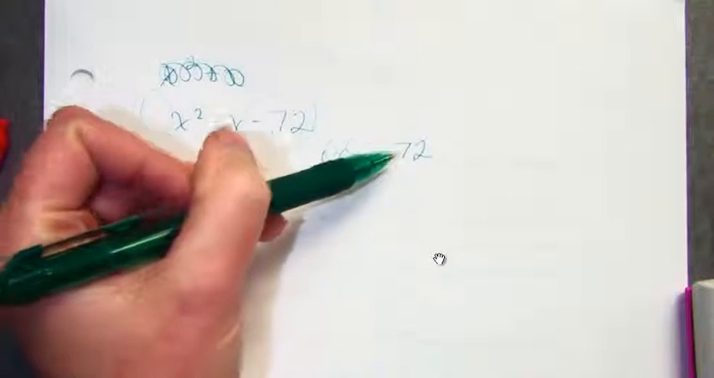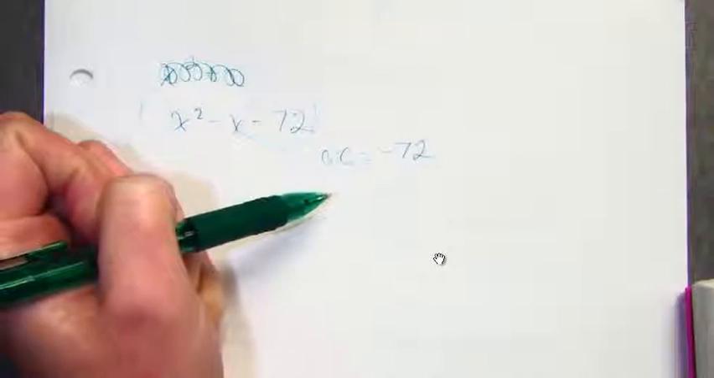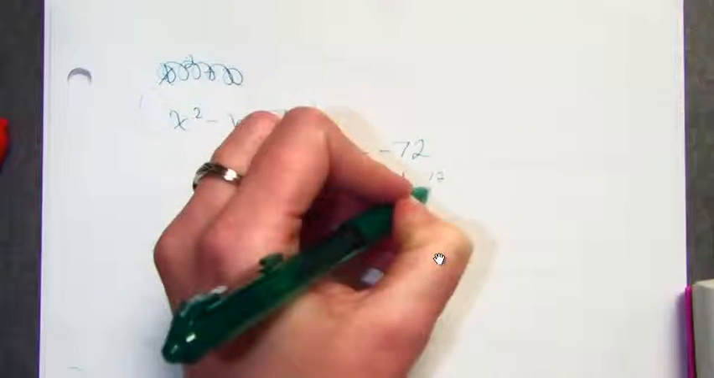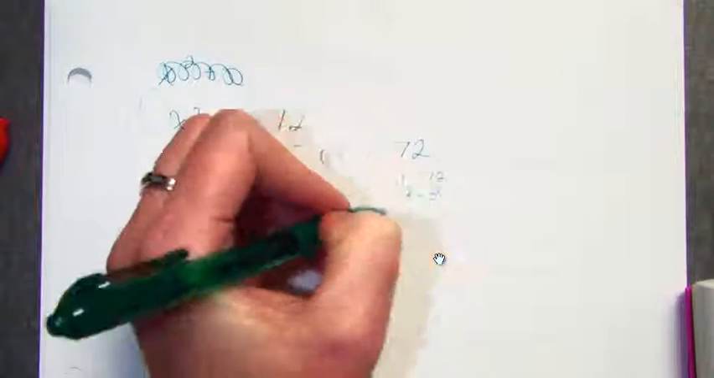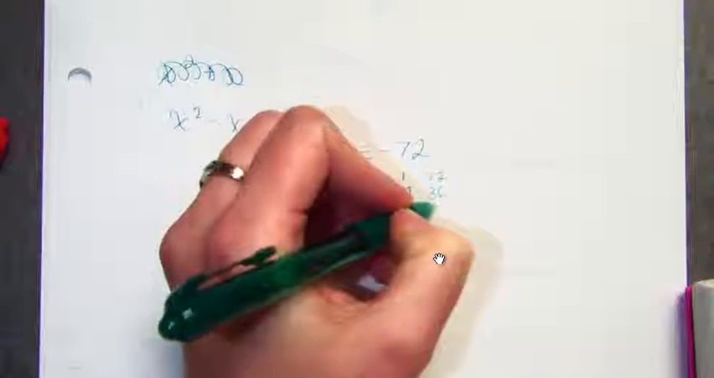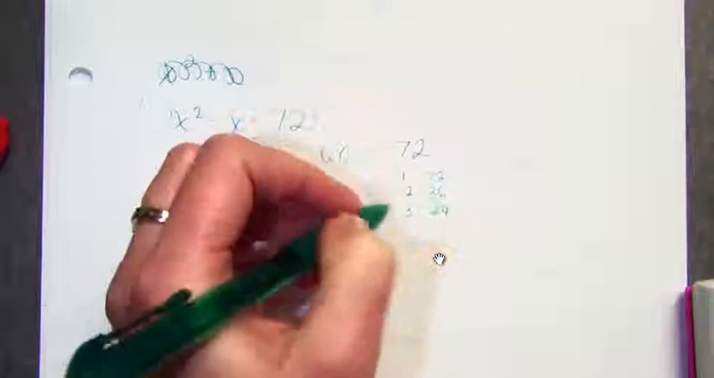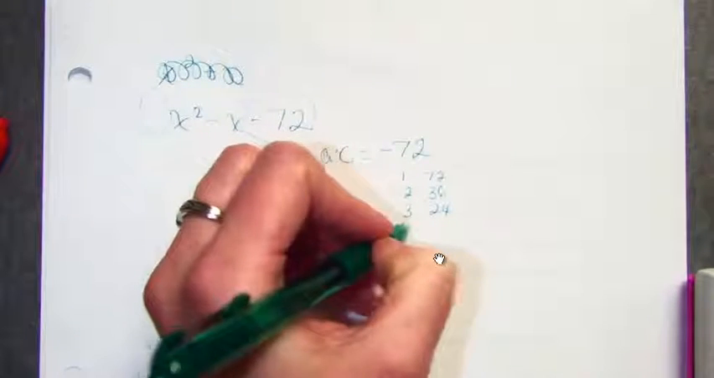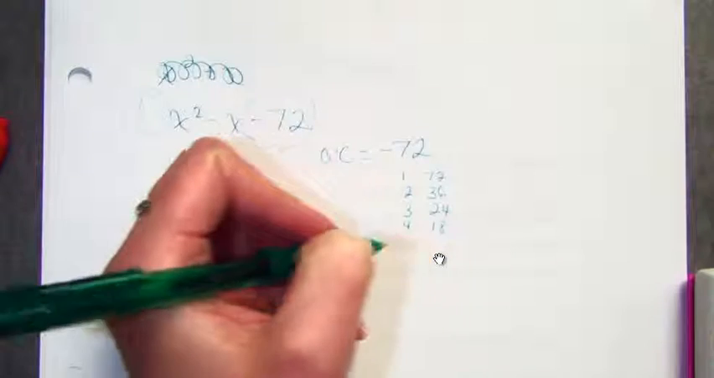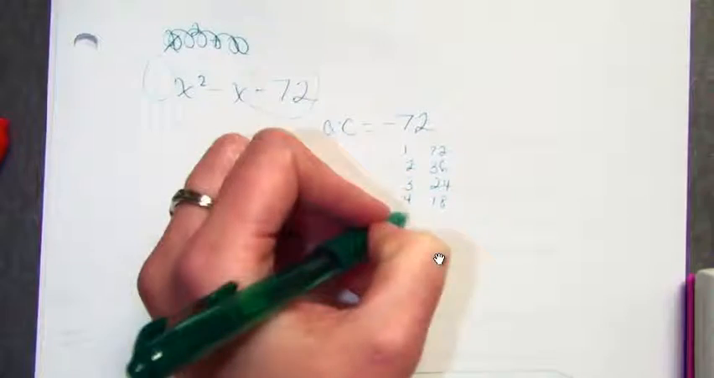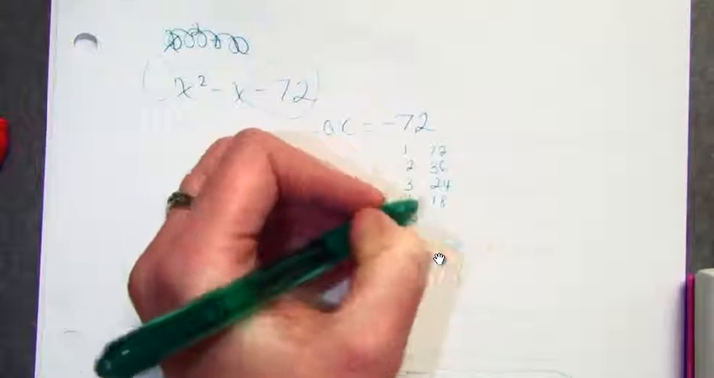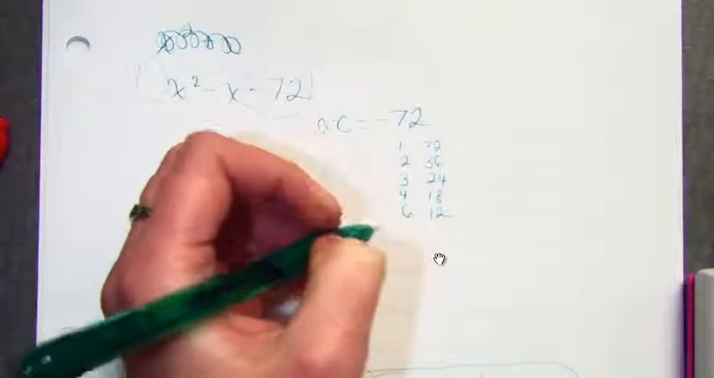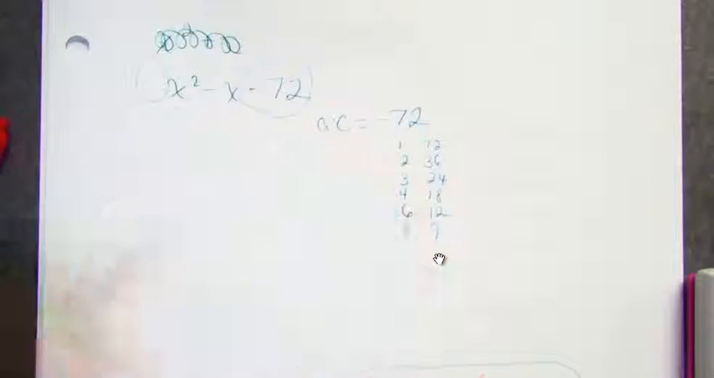Anything that multiplies to a negative number, that means one of them has to be positive and one has to be negative. So 1 times 72, 2 times 36, 3 times 24, 72 divided by 4, 18. 5 doesn't work, 6, yep, 12. 7 doesn't work. 8 times 9.